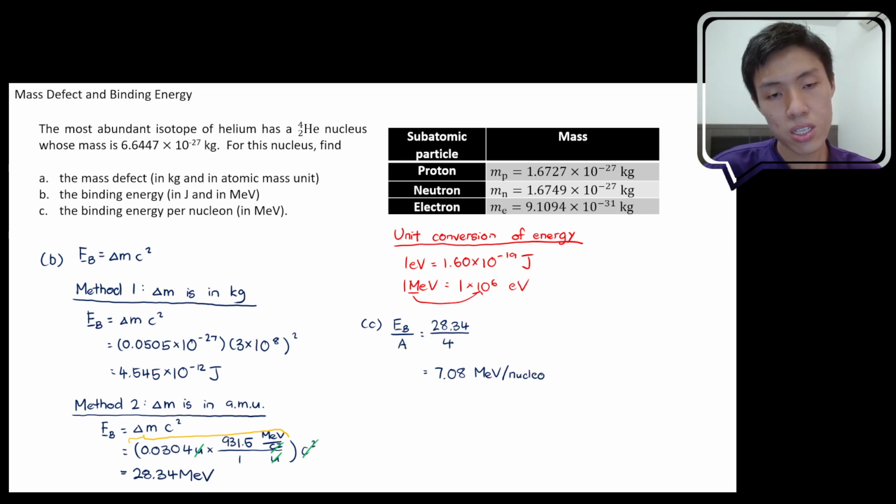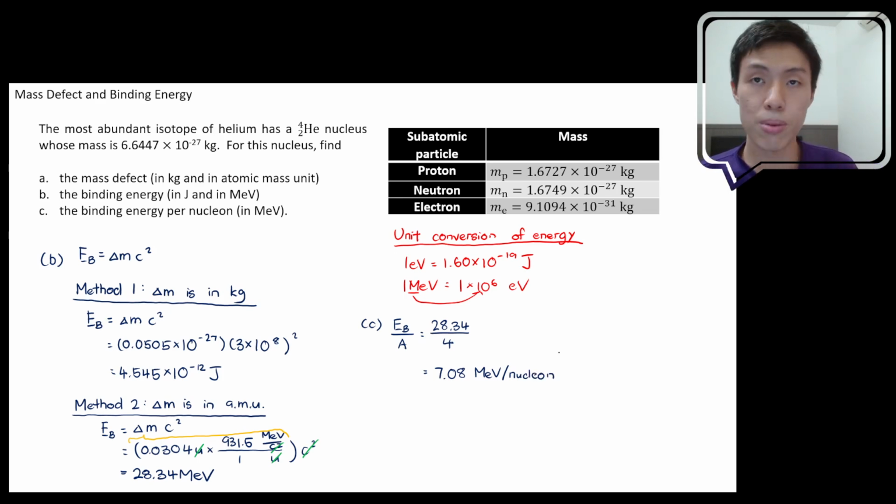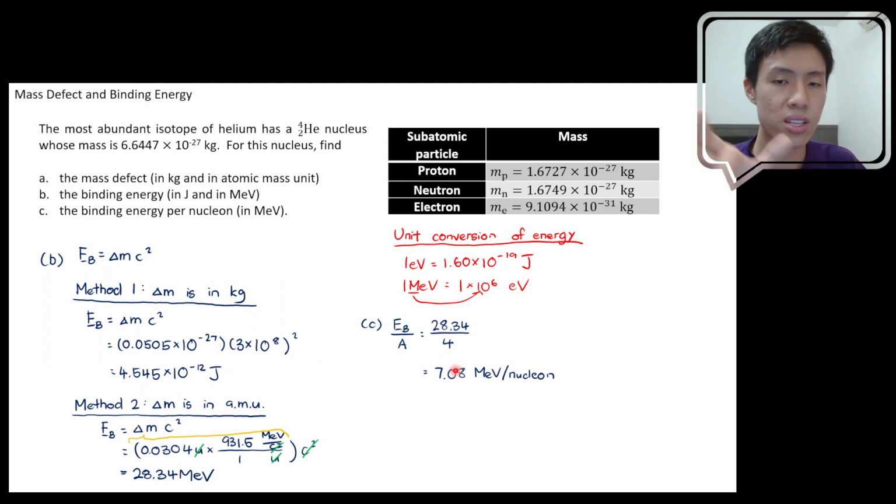So in other words, it takes about 7.08 mega electron volt of energy to remove one single nucleon from its nucleus. This value sort of represents the stability of the nucleus. In this case, 7 is quite a high number. It ranges around 7 to 9, and those are very high values for EB over A. So in this case, you can say that this helium nucleus here is relatively more stable.